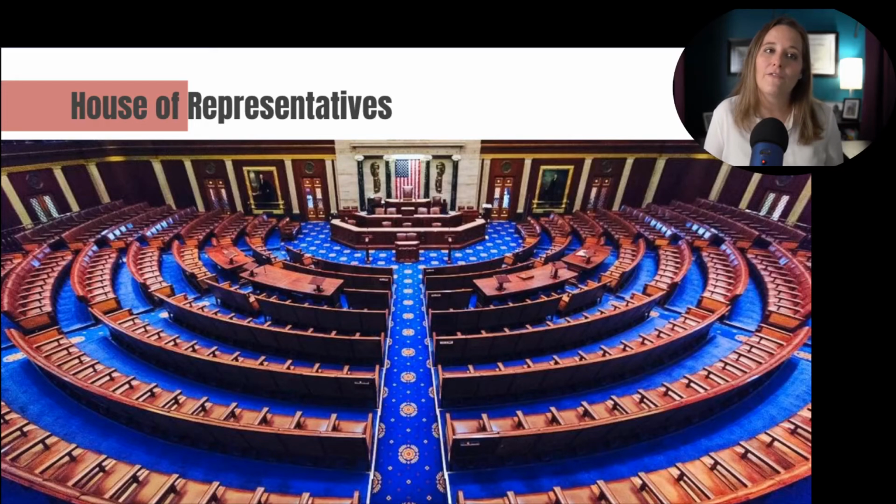There are currently 435 seats in the House of Representatives, and the number of members per state is based on population. Members are required by the Constitution to be at least 25 years old, have been a citizen of the United States for at least 7 years, and they must be a resident of the state in which they represent. Representatives serve 2-year terms and are elected by their districts through a popular vote.